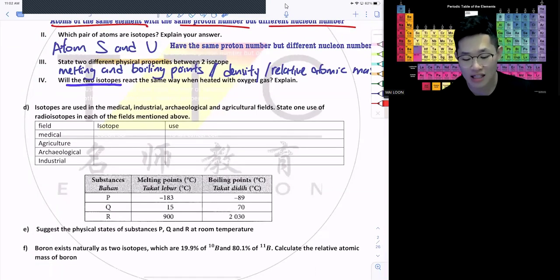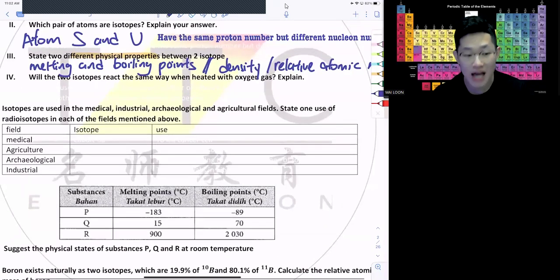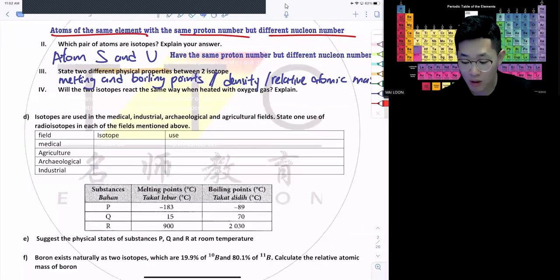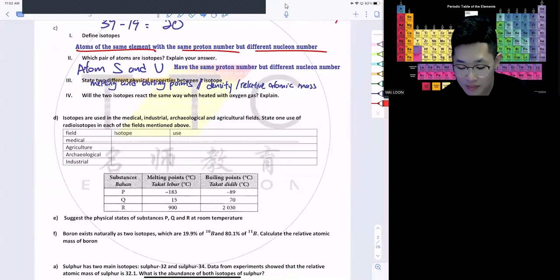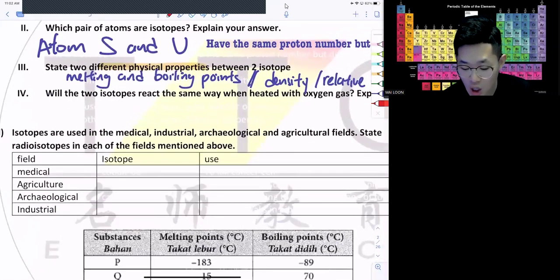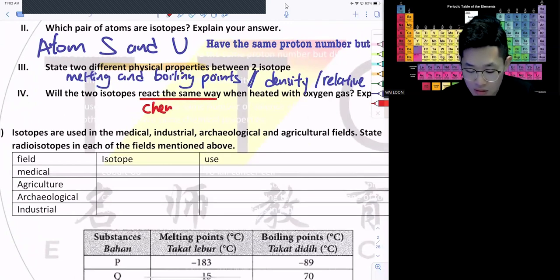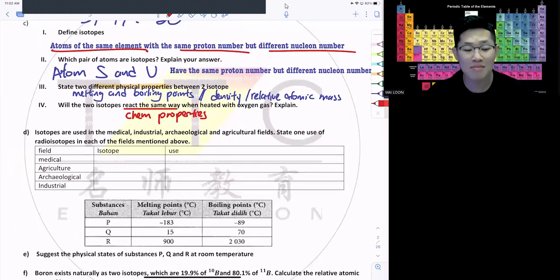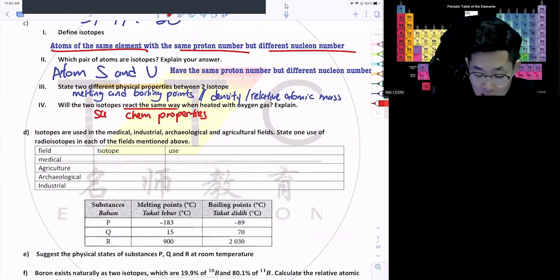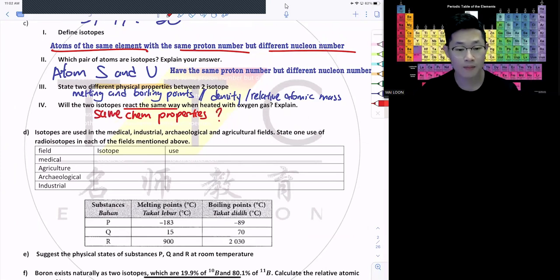Will the two isotopes react the same way? Okay, since you talk about reactivity, I get it. When the question asks me, do these two things react the same way, this question is actually the same as when they ask you, are they having the same chemical properties? It's the same as, do they react the same way?